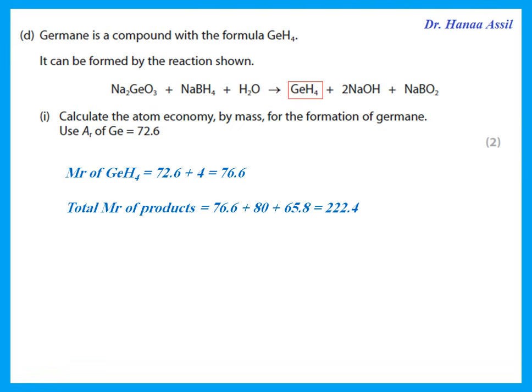Now, what is the total MR of the products? So this is the MR of GeH4 plus 2 times the MR of sodium hydroxide plus MR of NaBO2. The total is this. So the atom economy is the MR of what we're looking at over the MR of all the products times 100. So this gives me about 34.4%.